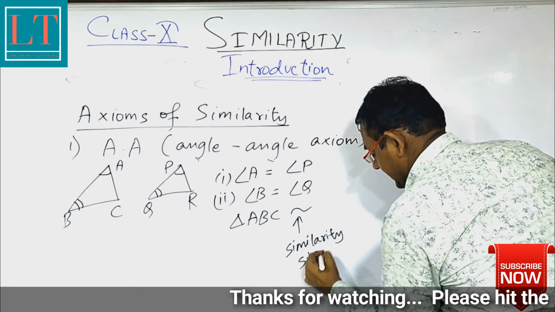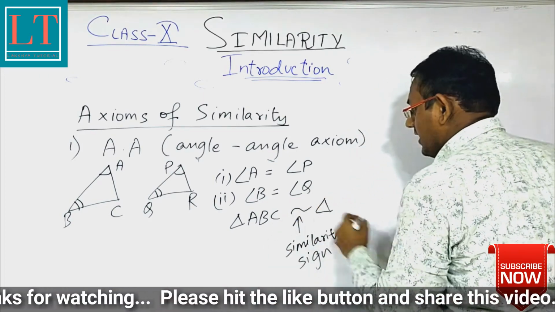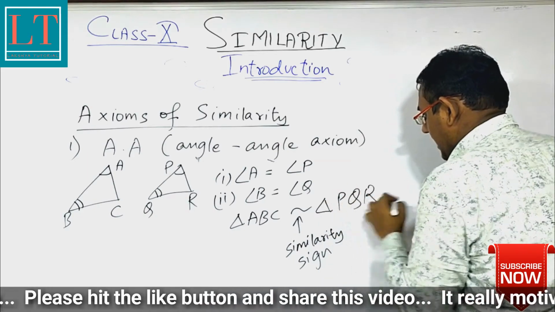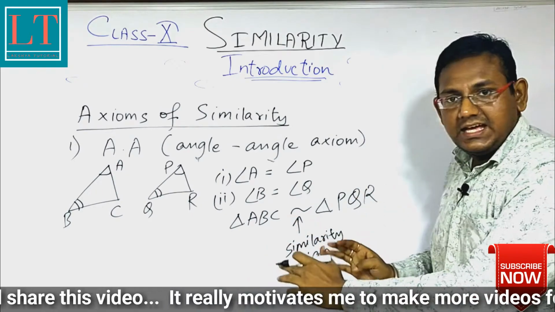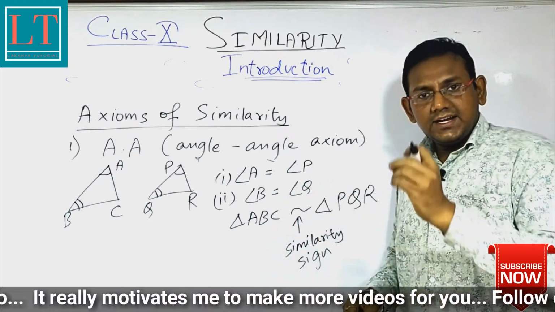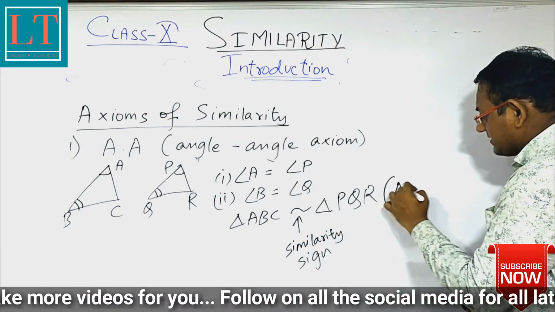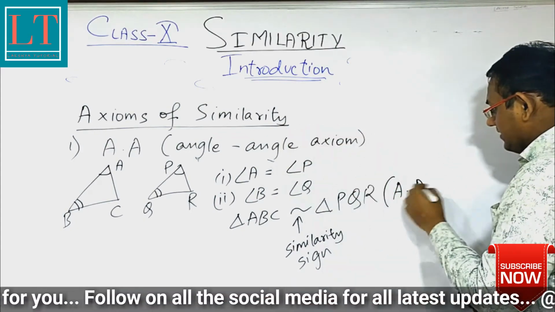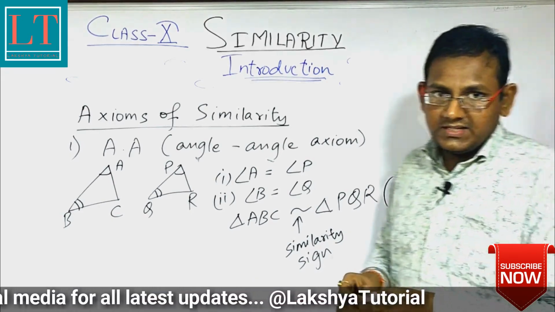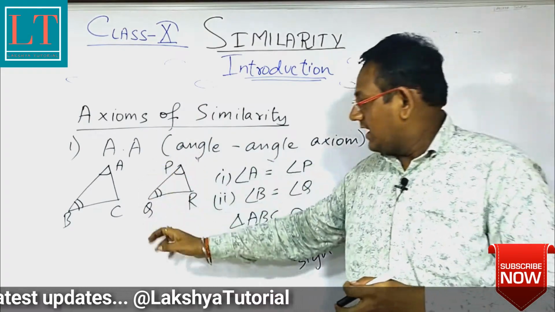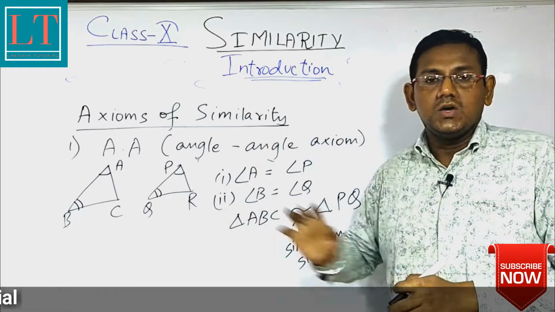This is the sign of similarity: triangle ABC is similar to triangle PQR. Whenever we say that triangles are similar, it is necessary to write the axiom over here. Since it is angle, we write the AA axiom. So the concept is very simple: in the case of the angle axiom, in these two triangles, any two angles have to be equal.